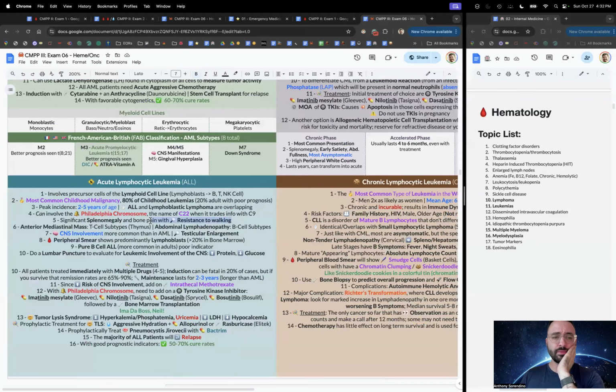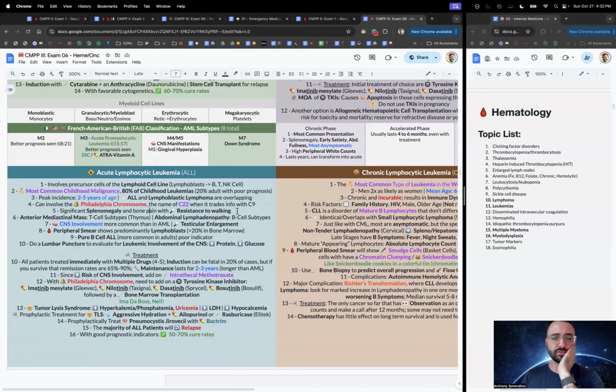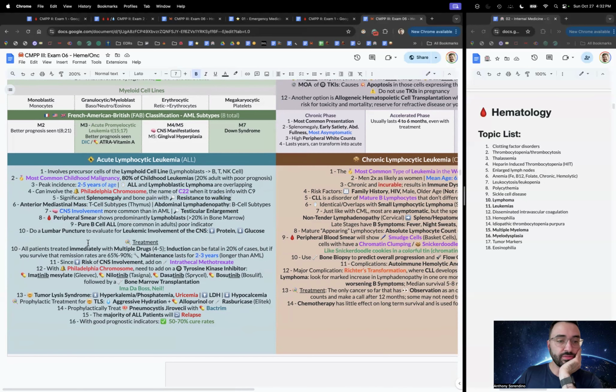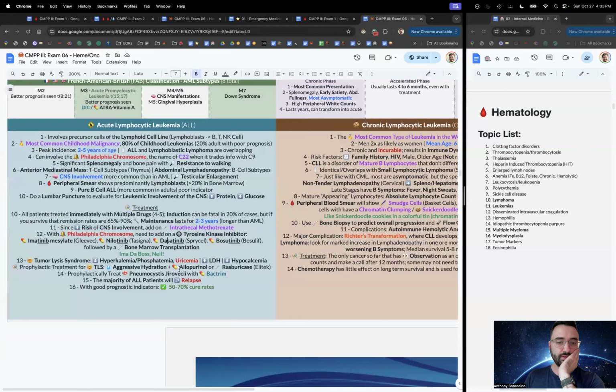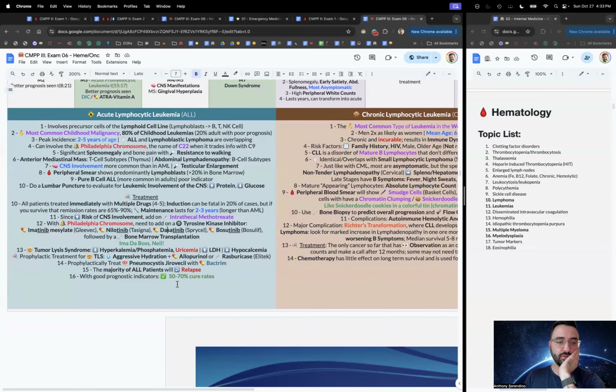Resistance to walking, that's a big thing that you could potentially see in a vignette, because this is going to be a kid who's maybe over the, like, 1 year threshold of walking. CNS involvement, testicular enlargement, that's going to be another thing. And then, I think knowing the tyrosine kinase inhibitors, Gleevec. Tumor lysis syndrome is a risk factor for a lot of these. Hyperkalemia, hyperphosphatemia, because your cells are bursting, I think.